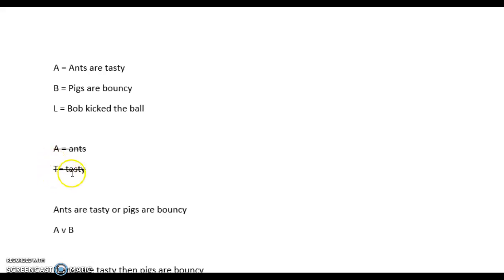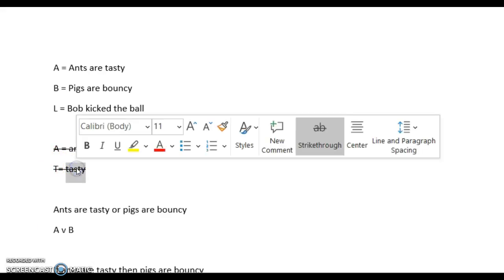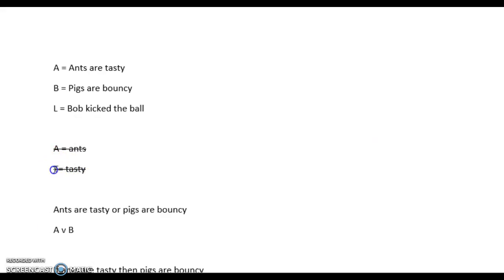And same with adjectives or verbs. I've seen people try to give a symbol for adjectives and verbs, and you can't do that in logic, unfortunately. So if we were to symbolize the sentence, ants are tasty or pigs are bouncy, we would symbolize it as A or B. And for good measure, you might add parentheses to show that this is a single sentence, right?